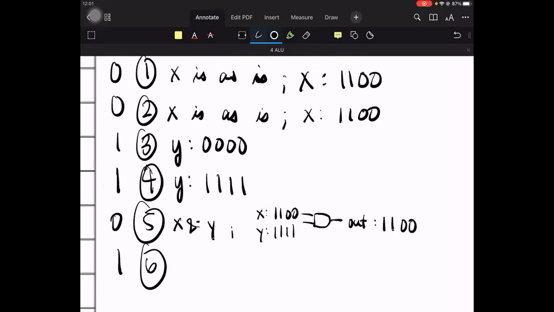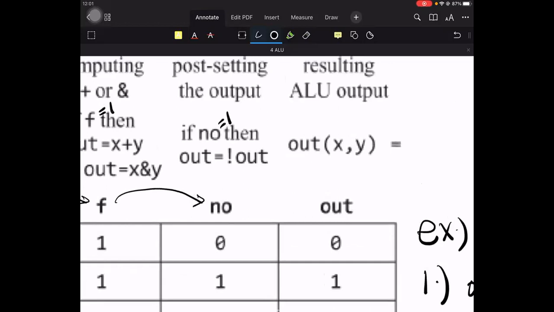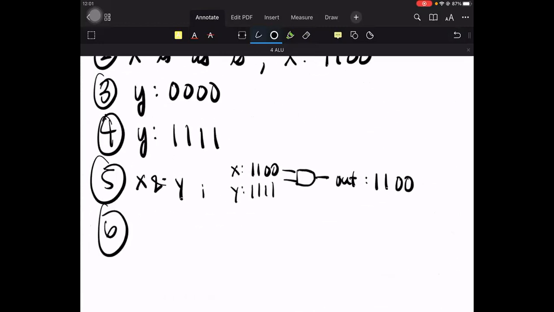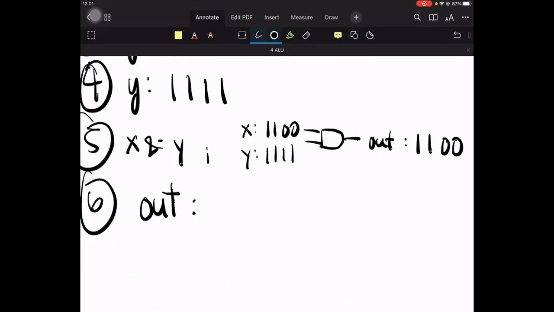That's the second last step. Last step, post setting the output. If NO is 1, then the output is inverse. The output is inverse. So the new output, or the last output rather, is the inverse of this, which is a NOT gate. So the new output is 0, 0, 1, 1. Output 0, 0, 1, 1.